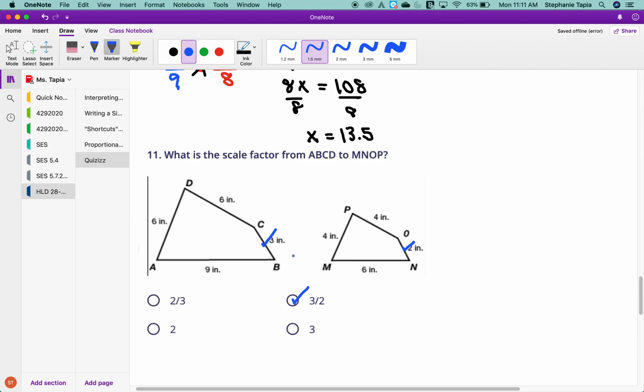So you just pick any side. In my case, I picked CB over ON, and that gave me 3 over 2. I could have picked any other side, and if you pick any other side, it will still simplify to 3 over 2. Try it.